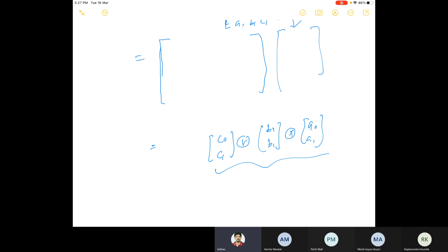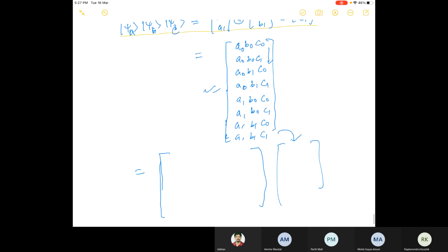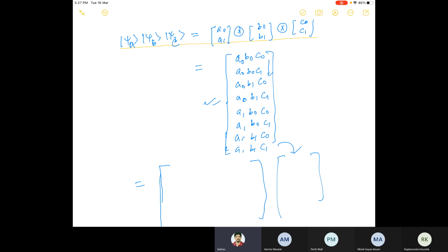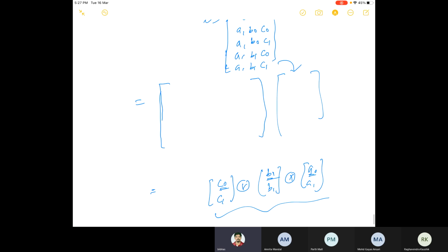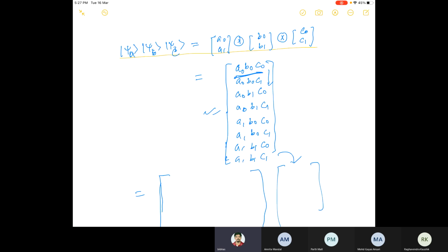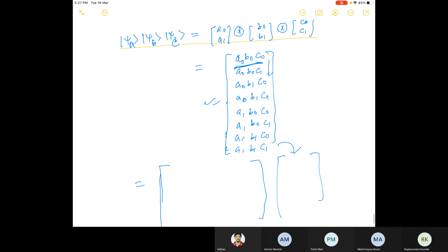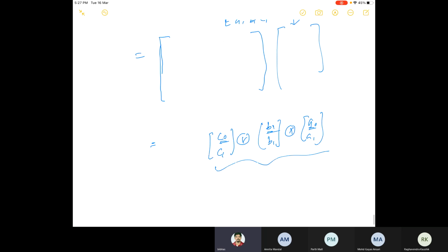Now see here, this will not change because this will be the first entry of this. If we say that it is an identity matrix, only the first row will change. That will not be the case. So this is not going to change.